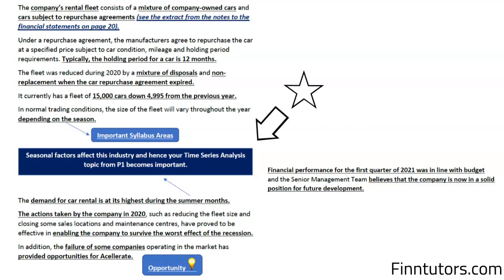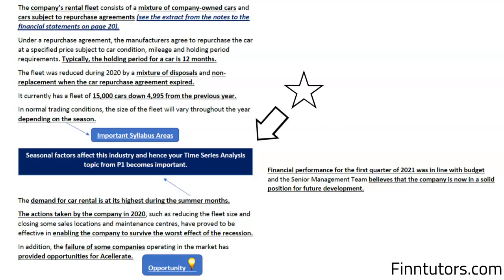The demand for car rental is at its highest during summer months because everybody is traveling. There are more travelers who want to rent cars. The actions taken by the company in 2020, such as reducing the fleet size and closing some sales locations and maintenance centers, have proved to be effective in enabling the company to survive the worst effect of the recession, which means the decisions that you took have proved effective. So your board of directors has done a good job in making these decisions to make sure that you are able to survive this recession.